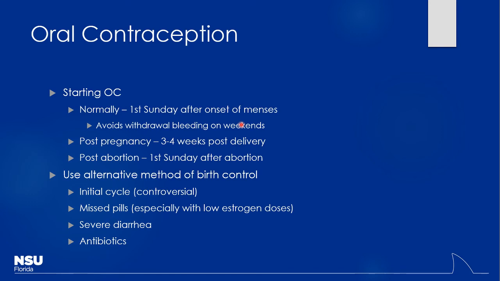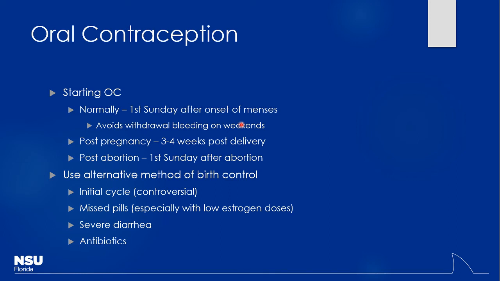Post-pregnancy, typically they wait about 3 to 4 weeks or so post-delivery, and then patients can go back on that to prevent maybe secondary pregnancies or help regulate some of their hormonal production, because you can find some pretty rapid decreases there after the pregnancy, and so that can help out with some of those side effects. And then if they were to have an abortion, again, just start the first Sunday after, and put them back on a normal contraceptive cycle there.